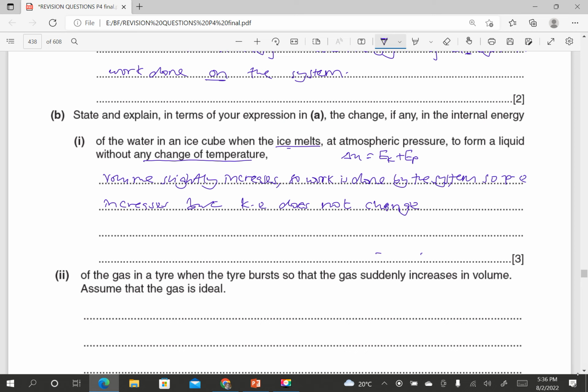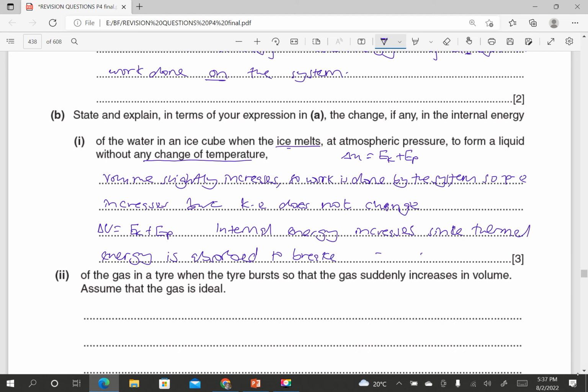And if kinetic energy of the molecules does not change, but potential energy has increased, remember the change in internal energy will depend on both the kinetic and the potential energy of the molecules. So that means internal energy increases. Internal energy increases since thermal energy is absorbed to break the bonds or to break the lattice structure, to break the bonds.